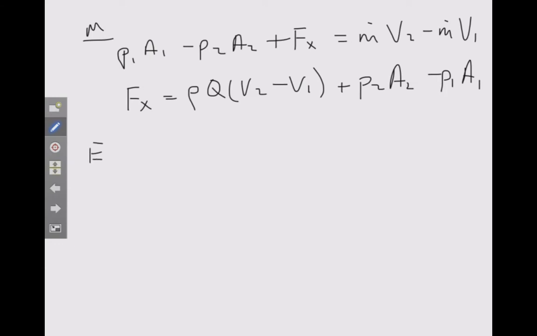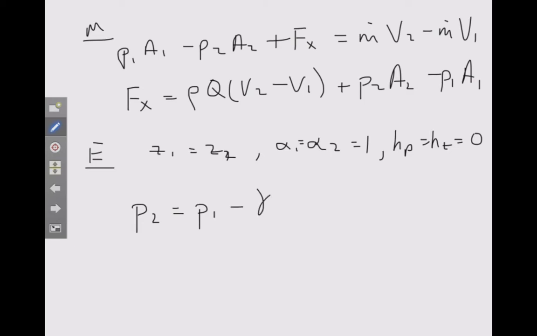The energy equation, if we let alpha 1 and alpha 2 equal 1, and note that it's a horizontal pipe, so Z1 equals Z2, and no pump, no turbine, so those are both equal to 0. We do have the head loss, however. If we write this equation out and rearrange it, we get that the pressure P2 is going to be equal to P1 minus gamma times V2 squared over 2g minus V1 squared over 2g plus the head loss, which is given by that equation.